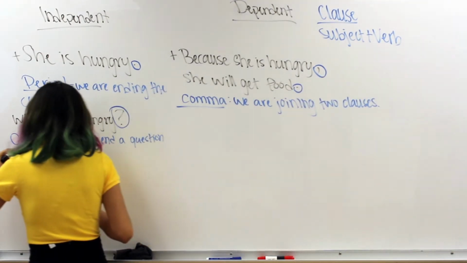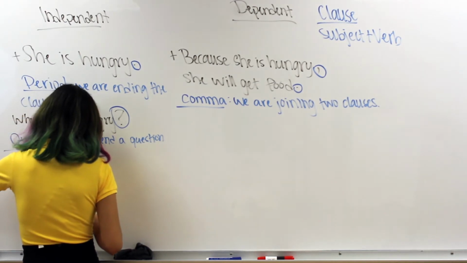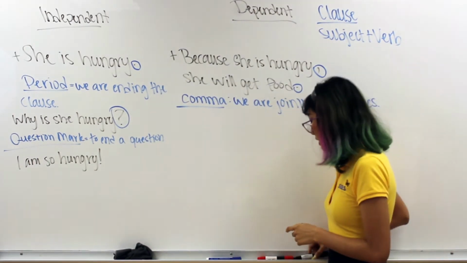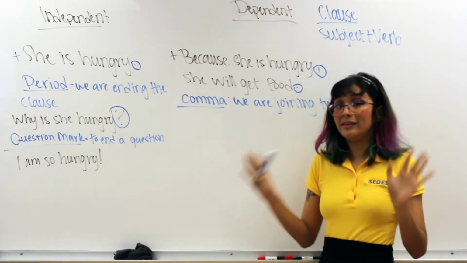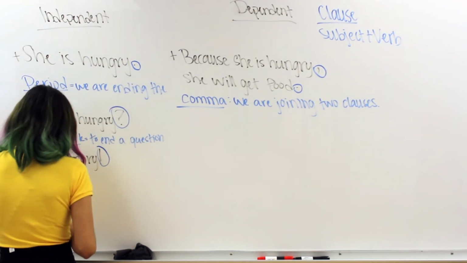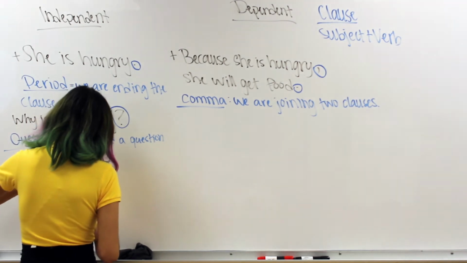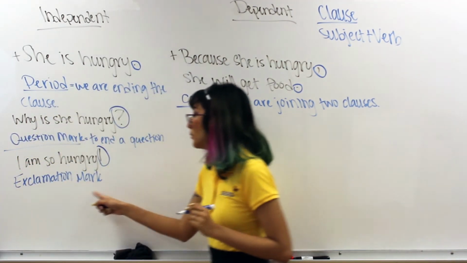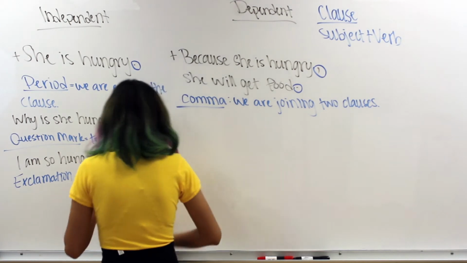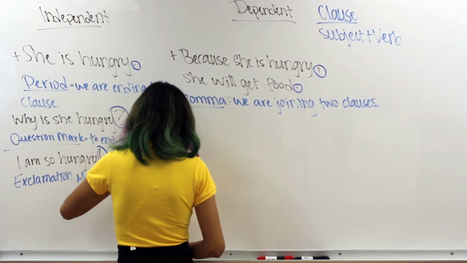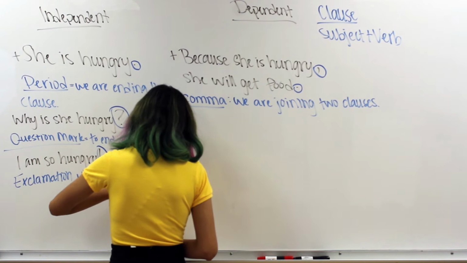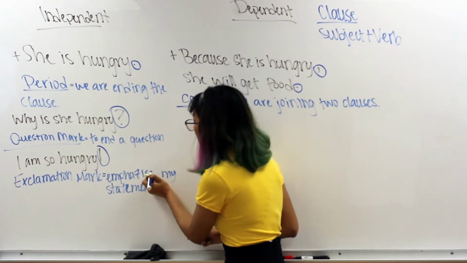If I have, I am so hungry, do I have a question mark, a comma, or a period? Neither, not any of those. Here I have an exclamation mark. This is my exclamation mark. And this is to emphasize my statement. I'm making it known that I am extremely hungry.